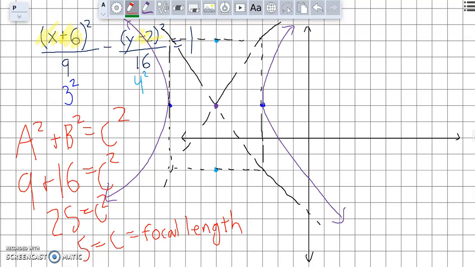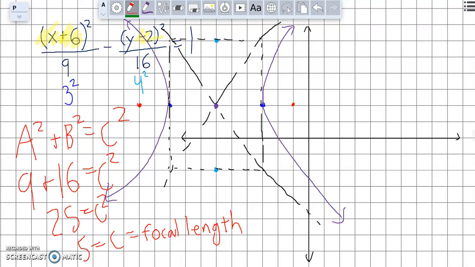That means that to find my focus, I need to start at the center and go left and right 5. Because my hyperbola opens left and right, I go left and right. If my hyperbola opened up and down, I would go up and down to find my focuses. To the right 5 puts me here. The left 5 puts me here. I'm going to label a few other things on this, but this is the graph now of the hyperbola. So once I graph the hyperbola, you've done it.